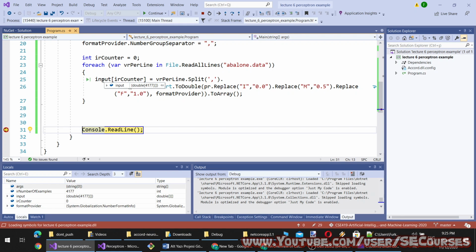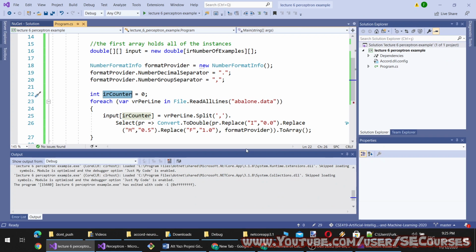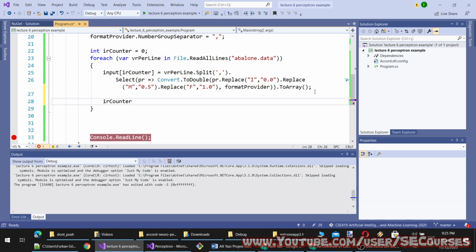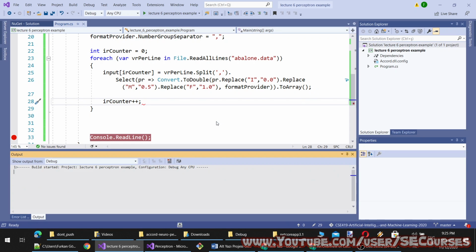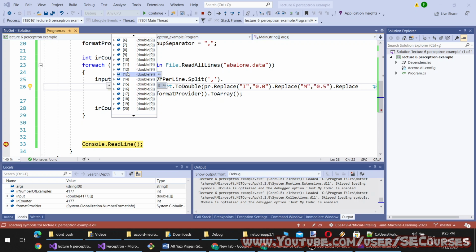Okay, our data is generated. Oh, by the way, we have forgotten to increase our counter. Okay, so this is our input. You see each one has 9 values. First 8 of them are the attributes, and the last one is the class. Okay. So every value is read. Let's see. This is the 162nd example.